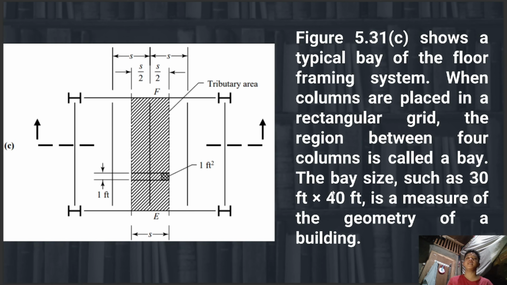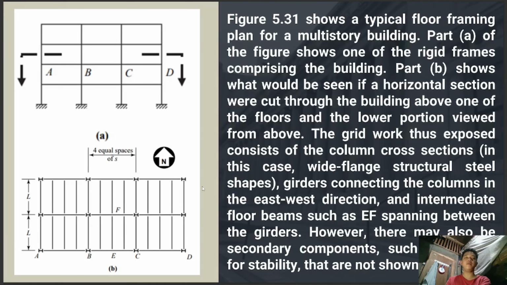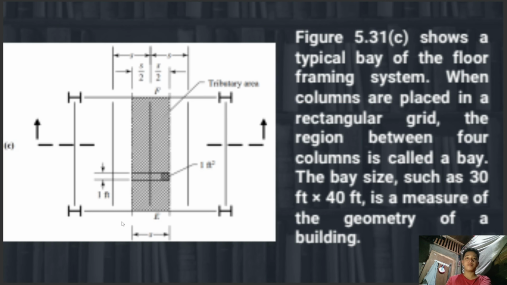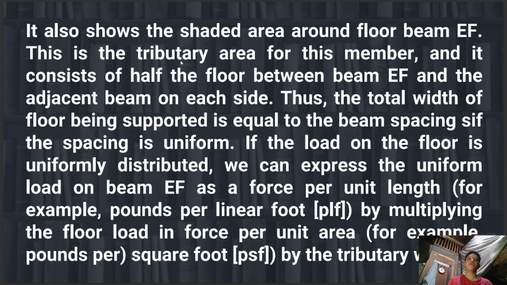So the bay size such as 30 feet by 40 feet is a measure of the geometry of the building. It also shows the shaded area around the floor beam for the member.